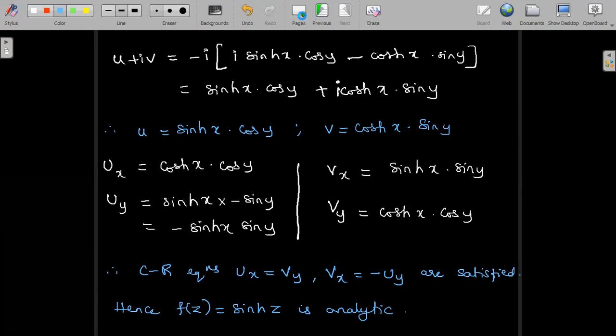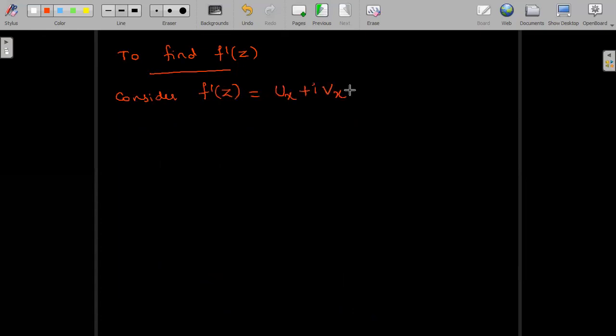Now the second part of the problem is to find its derivative. Find the derivative of the analytic function is the question. So once it is analytic, we have to find its derivative. To find f dash of z, we consider the expression for f dash of z first. So consider f dash of z given by ux plus i into vx. While doing the derivation, we have arrived at this expression in the Cartesian form.